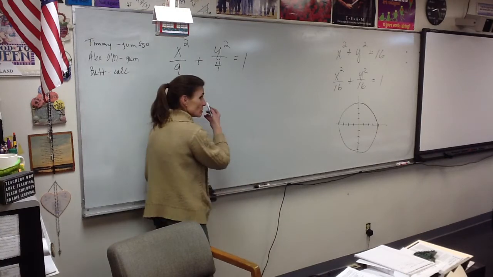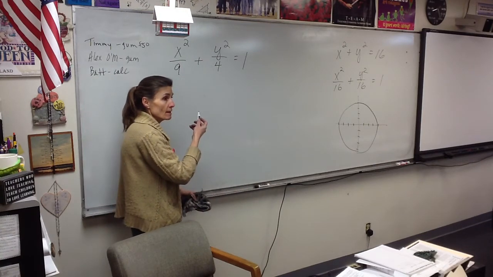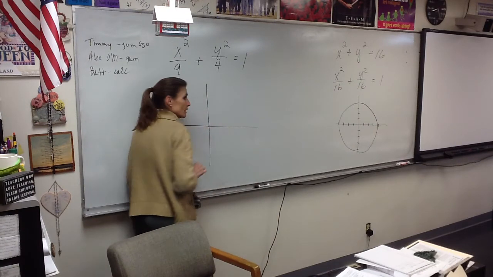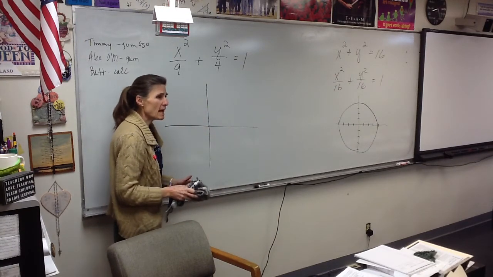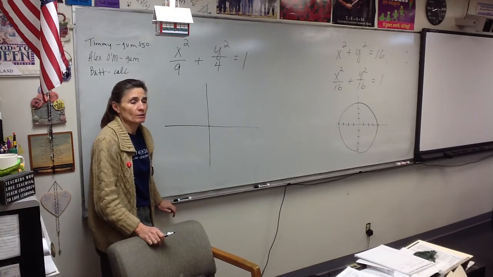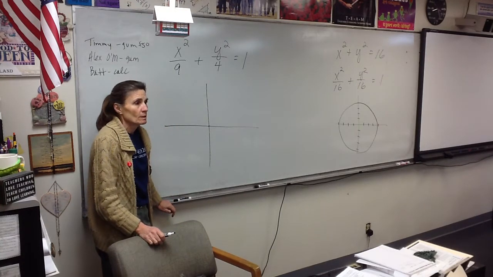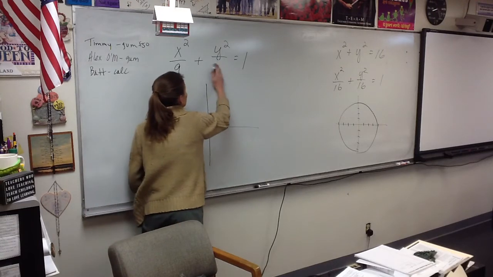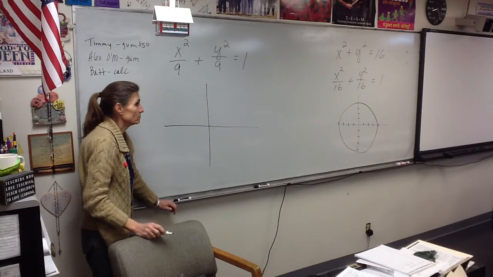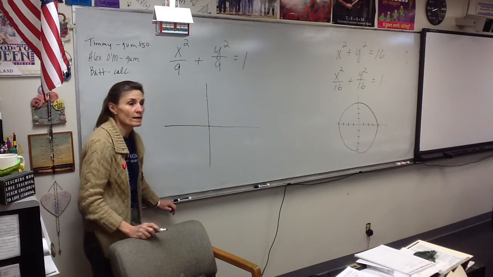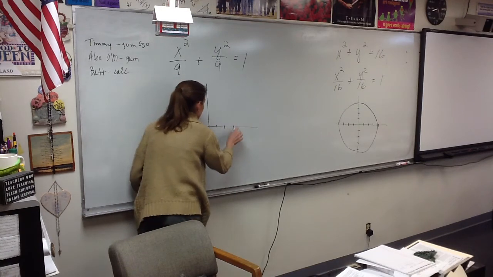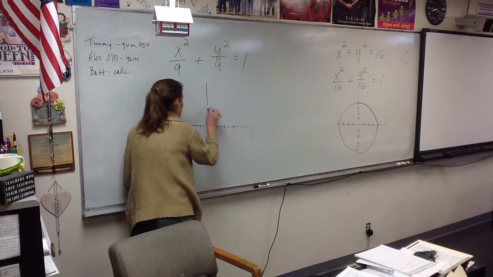Now take a look at this equation. It appears it's still centered at the origin, but now the numbers in the denominator don't match. If they were both 9s, this would be a circle centered at the origin with a radius of 3. We would count this way 3 and up and down 3.